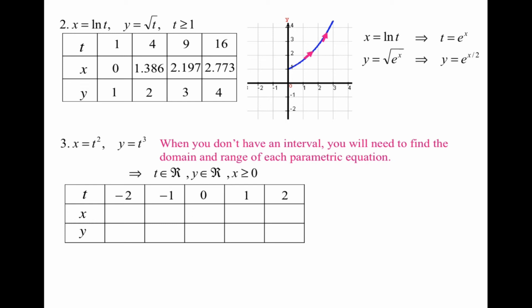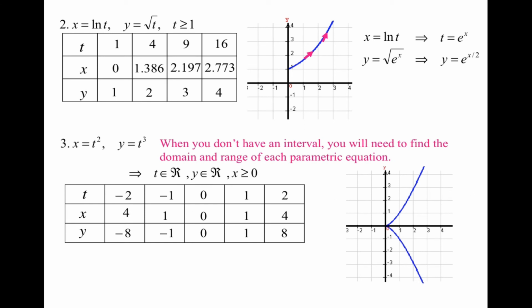So I'm going to go ahead and pick t values, any ones that I want. I just chose my typical -2, -1, 0, 1, and 2. Plug those in to get (4, -8), (1, -1), (0, 0), (1, 1), and (4, 8). Now I'm going to go ahead and graph these points to get a curve that looks like this. And then I'm going to indicate the particle direction with arrows.